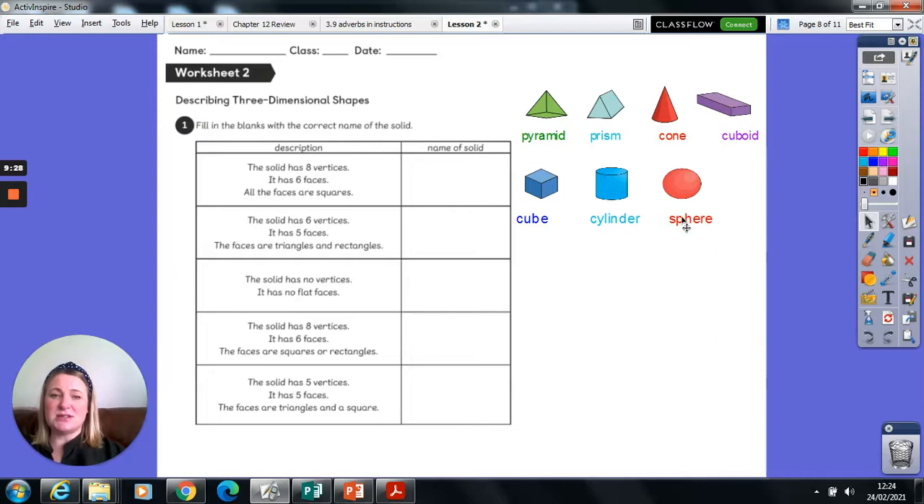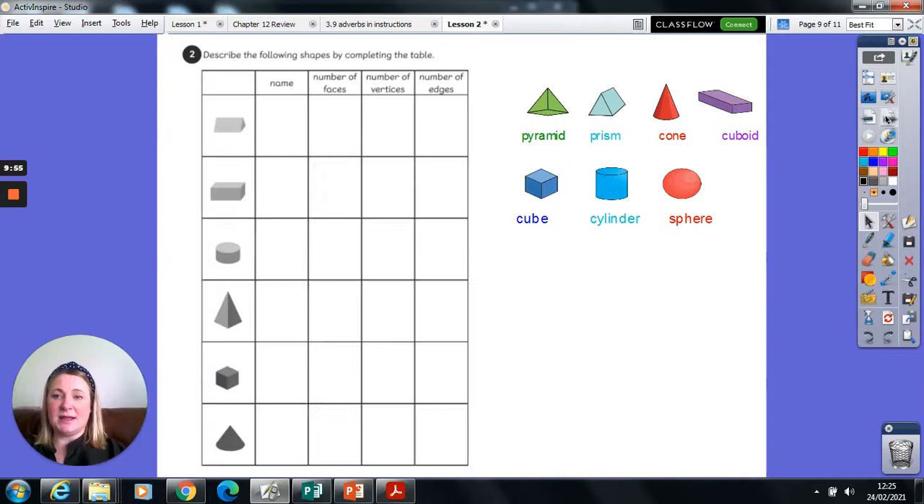In your worksheet. So it will be worksheet 2, 3-dimensional shapes, and it will look like this. It will not have this in your worksheet. I've added this so that it will help you if you need it, but also to ensure that you get those spellings correct. Okay, so you just listen to the description that's written there and then name the solid. So use the spellings there to help you. And this is very similar to what we did in guided practice.